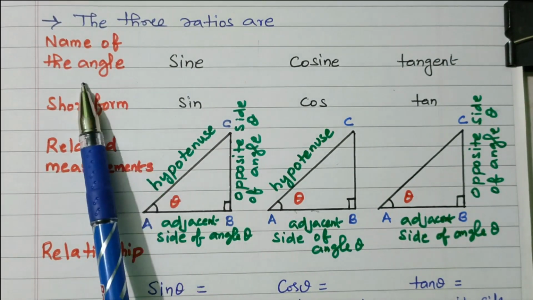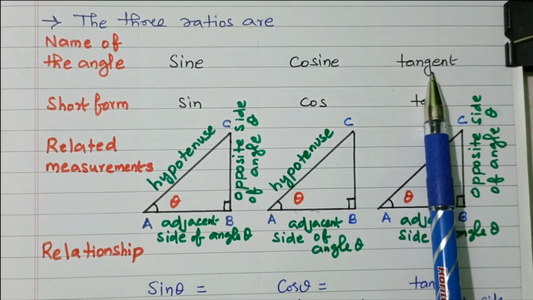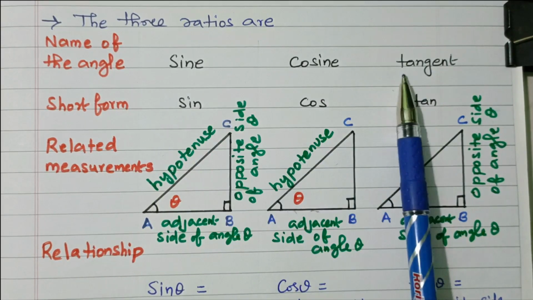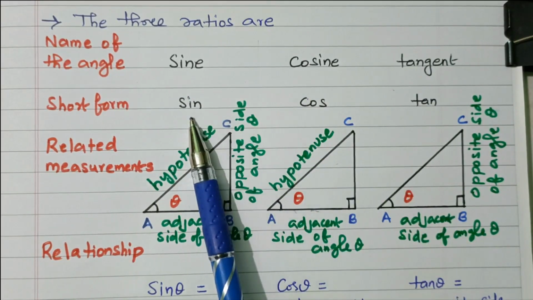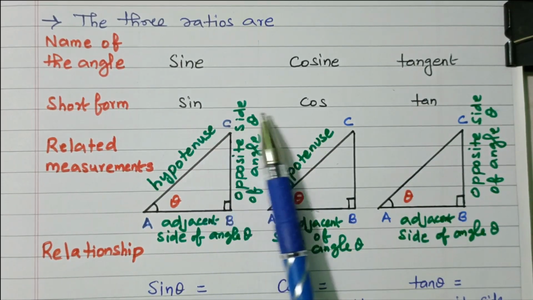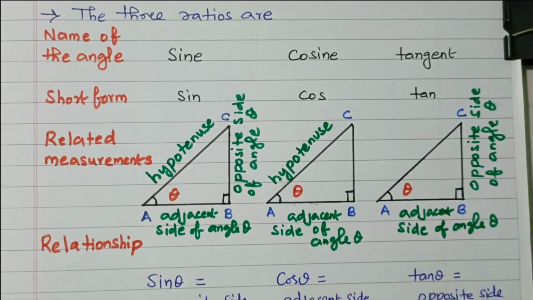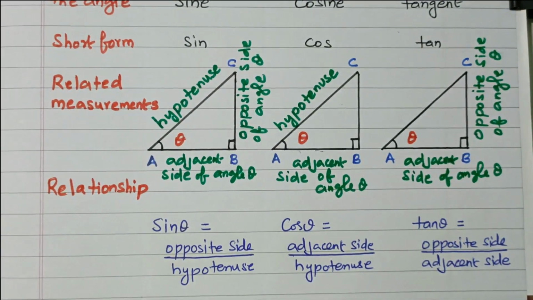These are the names of the ratios: sine, cosine, tangent. The three basic ratios are sine, cosine, tangent. The short forms are sin, cos, tan. Now we'll see how to calculate sin, cos, tan by using these ratios.